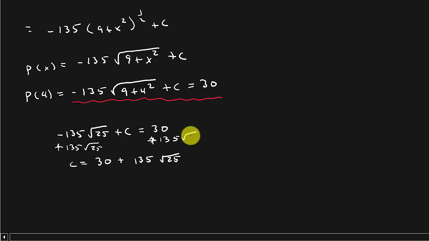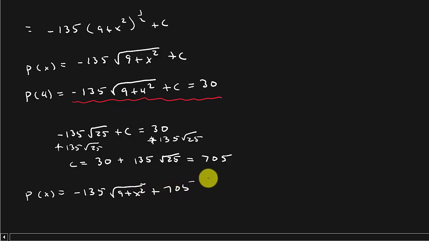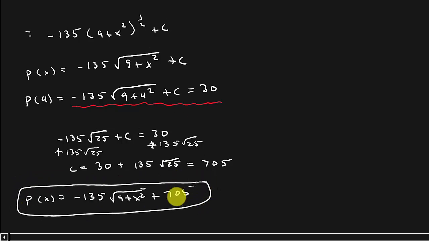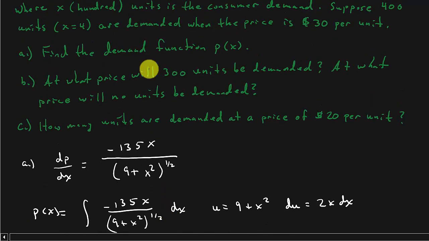Add 135 square root of 25 to both sides. And then when you punch that into your calculator, let me see, what do you get? We get 705. And so what that tells me is that P of X is equal to negative 135 times the square root of 9 plus X squared plus 705. And there's your function, the demand function P of X.